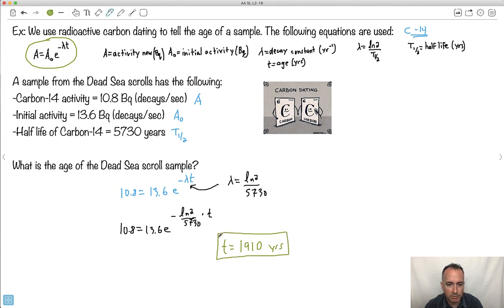That's kind of a cool way to do it, right? So I just graphed the left-hand side, and I graphed the right-hand side in order to get it. That's one way of actually solving it.